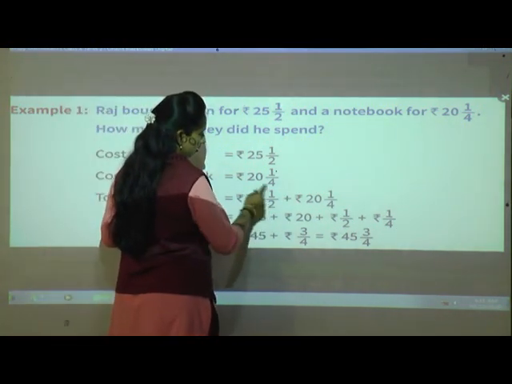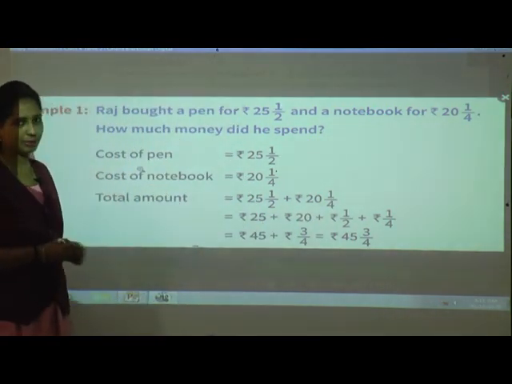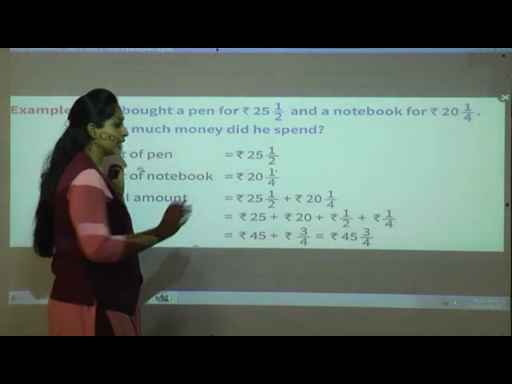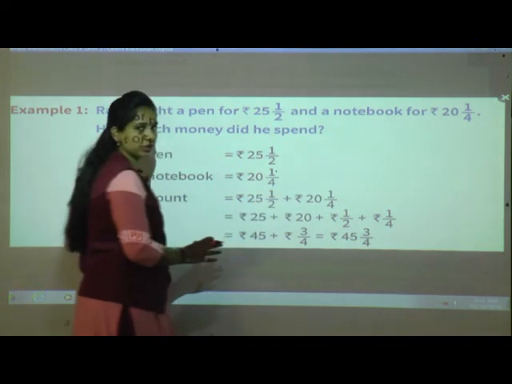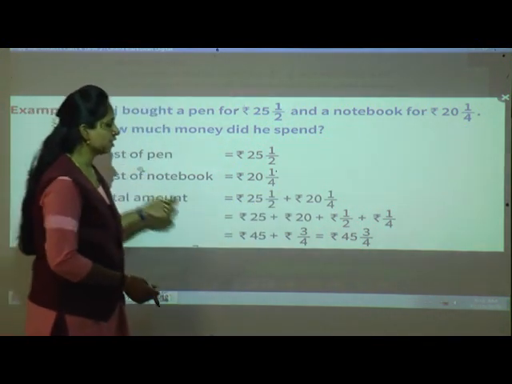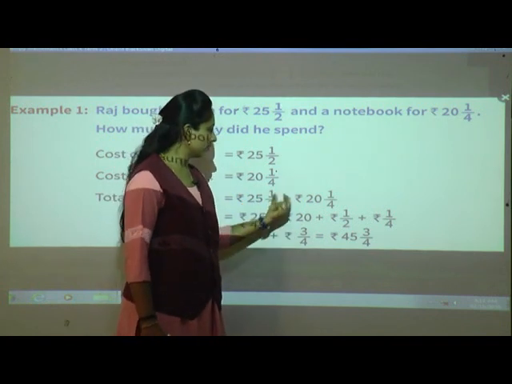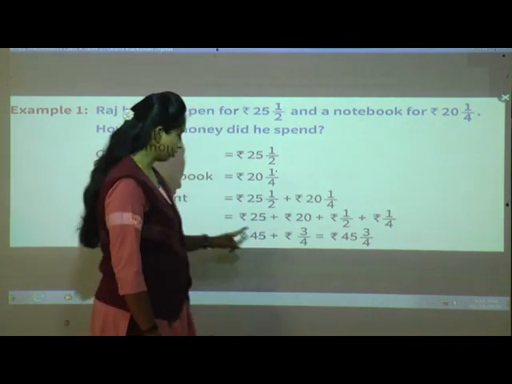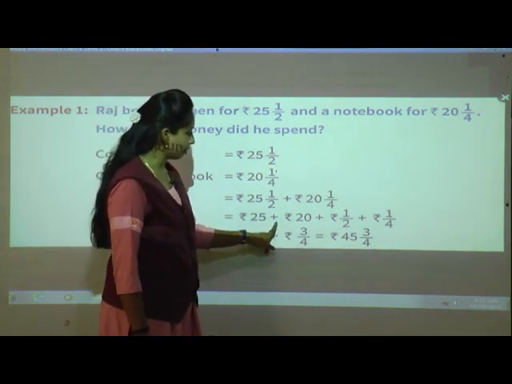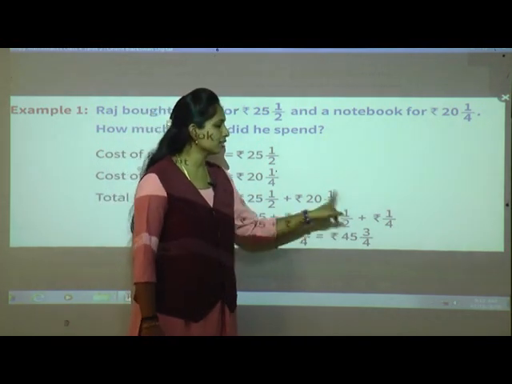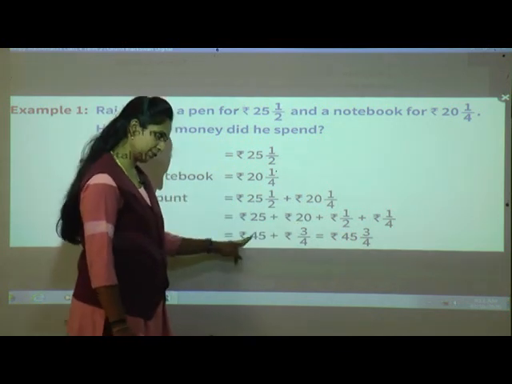Now see, this is a mixed fraction, isn't it? They have given it in mixed fractions. So what I do is take the whole numbers together and the fractions separately. First we will add the whole numbers, 25 rupees and 20 rupees. Then we will add both the fractions. In this step we have taken the whole numbers separately: 25 plus 20 plus 1 upon 2 plus 1 upon 4. Now the addition of 25 and 20 is 45.